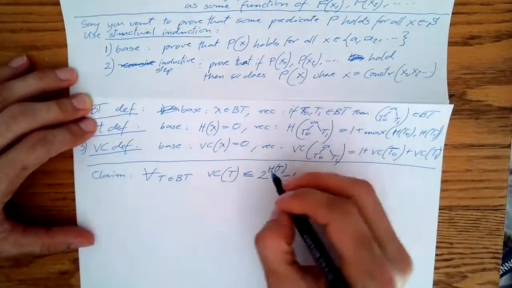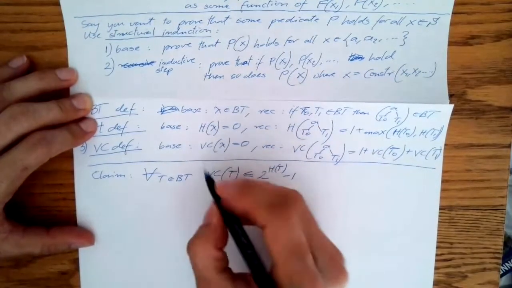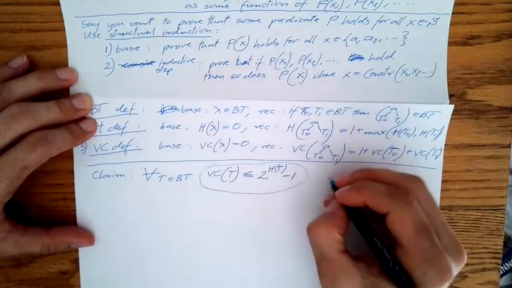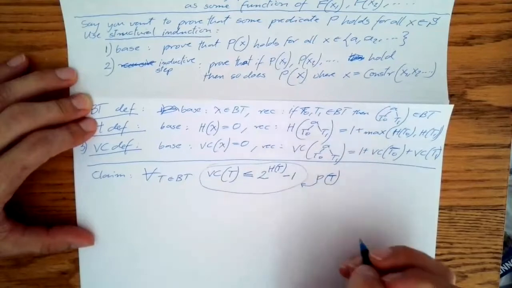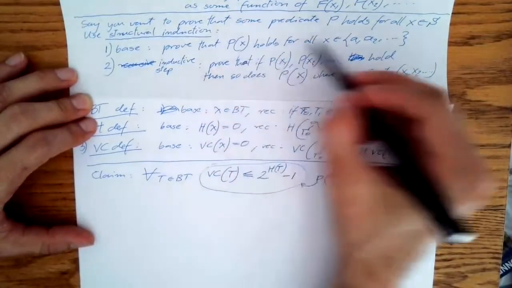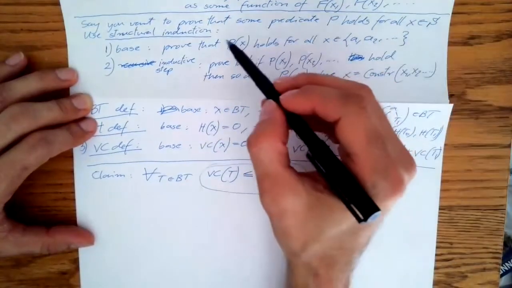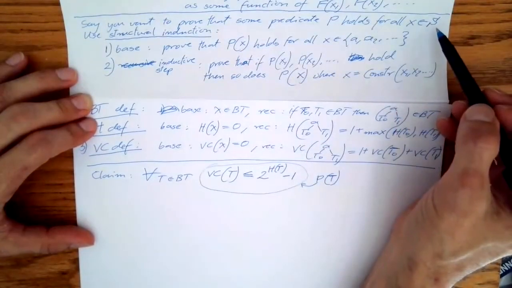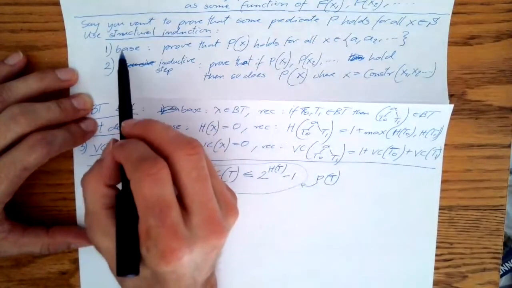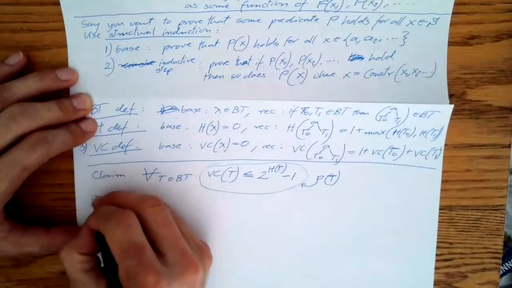So here, this is the predicate on the trees, on a tree. Okay. So it is exactly of this form. It's some predicate that I'm claiming applies to all elements of the recursively defined set. So let's use this blueprint to prove it.